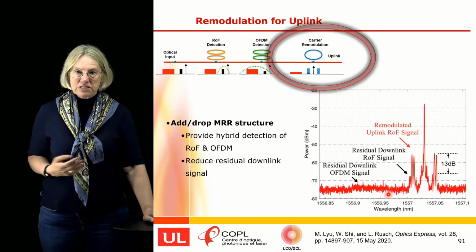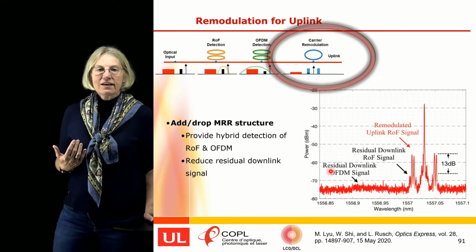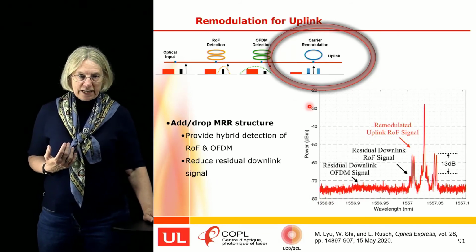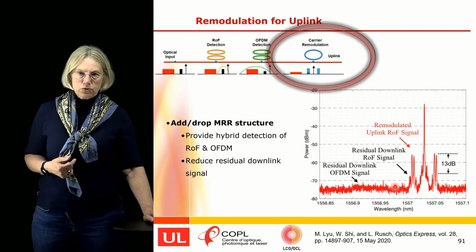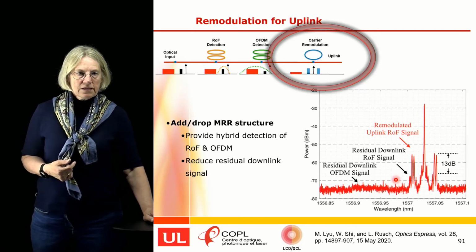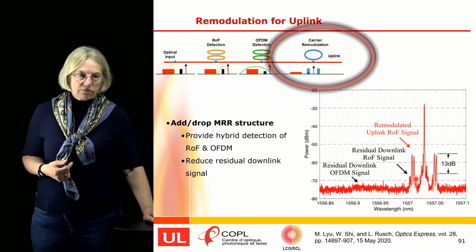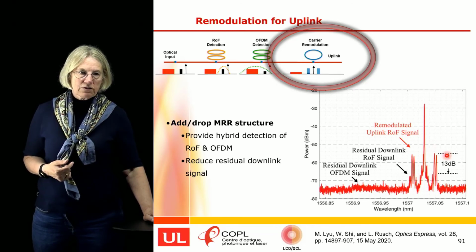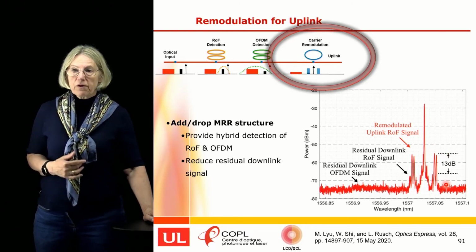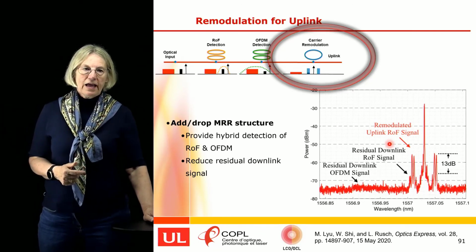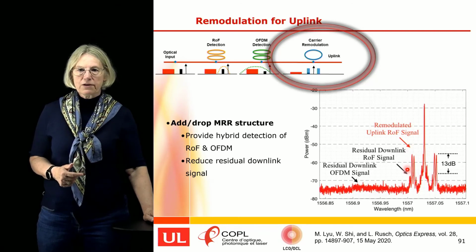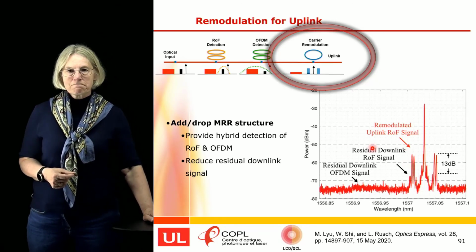So next we demonstrated the uplink using this microring modulator. And you see here again a little bit of the residual OFDM signal. There's some of the residual radio over fiber signal, but you can see that we have a good 13 dB of suppression even on the previous radio over fiber. And here what we're looking at is the remodulated uplink radio over fiber signal.